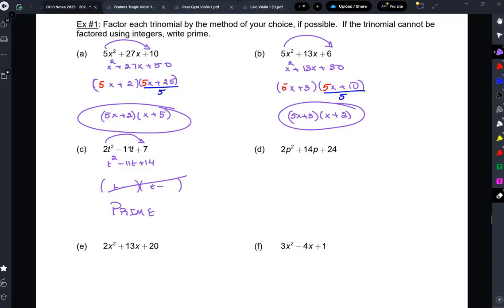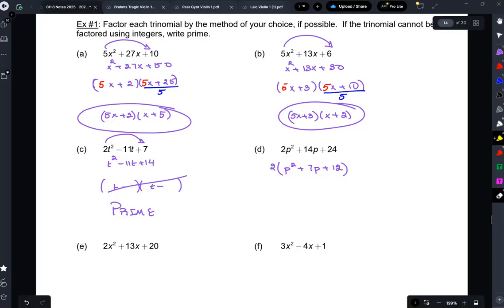Okay, so here we go. Look at this one now. Now we're putting things together, right? This one is 2p squared plus 14p plus 24. Before you do anything, you always have to check if you can factor out a GCF. In this case, right off the bat, all of these can be divided by 2. So first I take out a 2. p squared plus 7p plus 12.